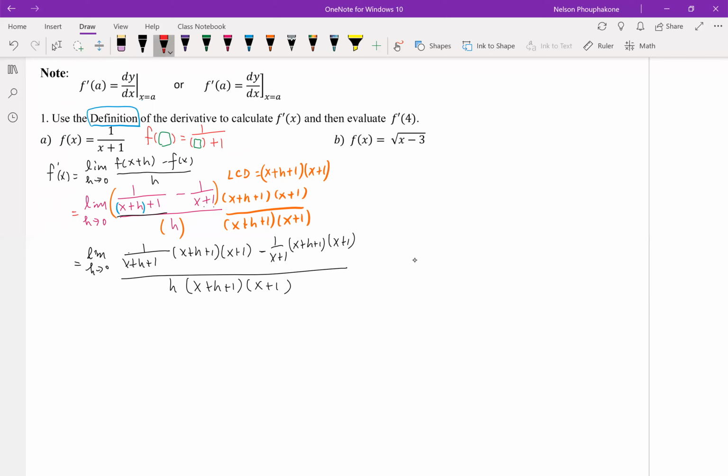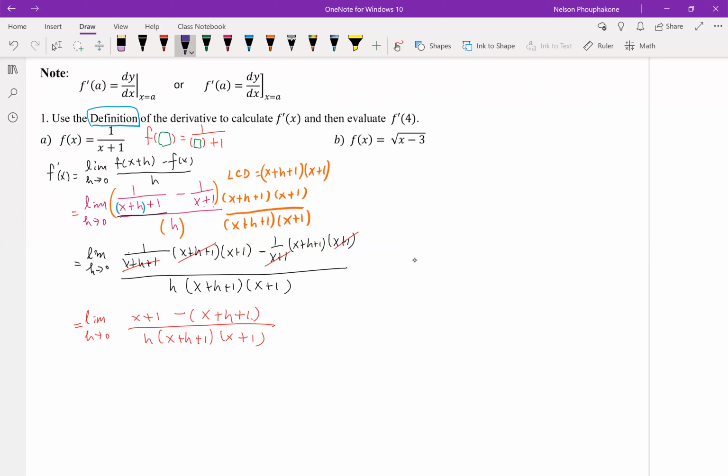And then you will see that this one cancels. So I will have x plus 1 minus this one, and this one cancels, x plus h plus 1, all over h times x plus h plus 1 times x plus 1. Now, I found that a lot of students make a mistake here. They forget to put a parenthesis, and it will mess up the whole simplification of the expression. Make sure that you put a parenthesis around it because you subtract the whole thing.